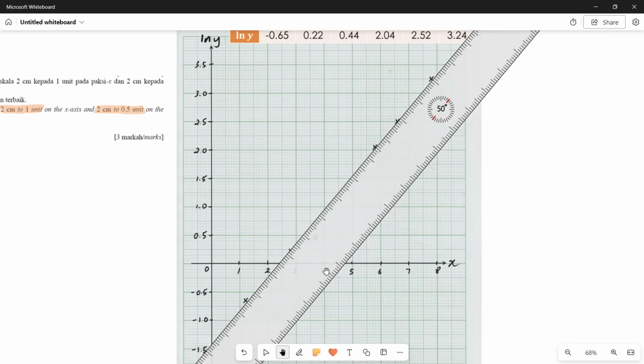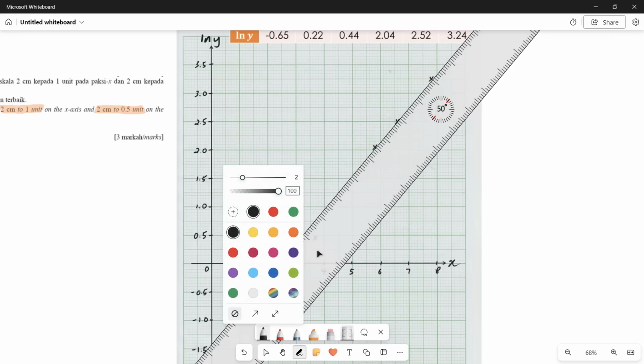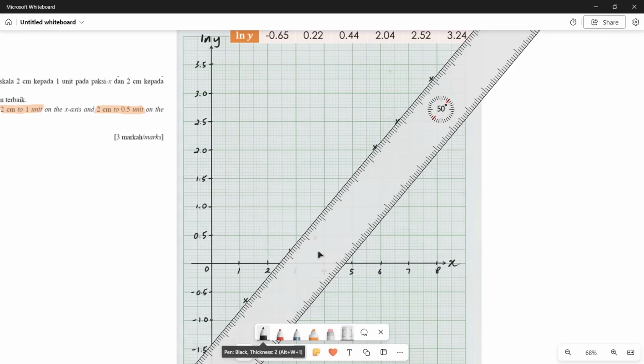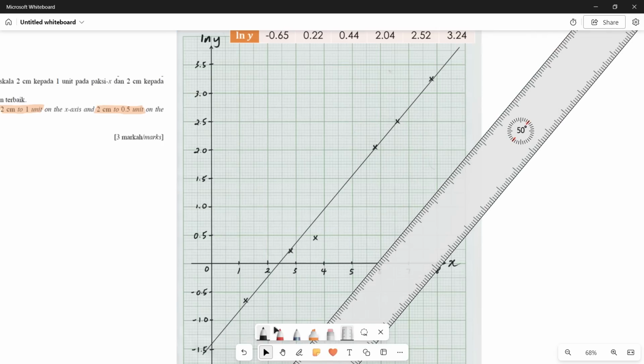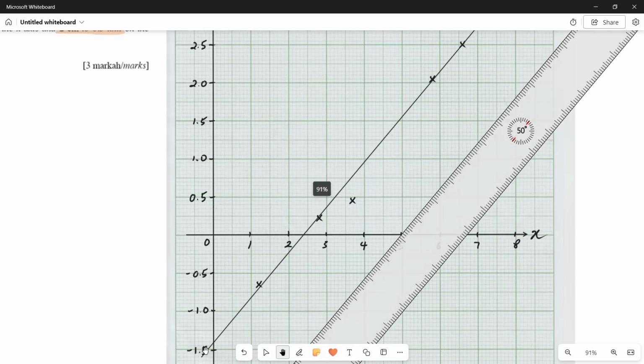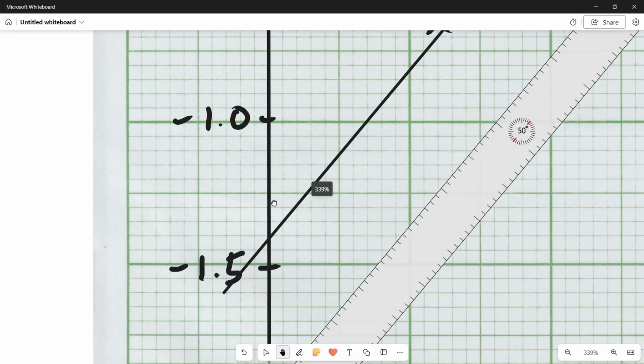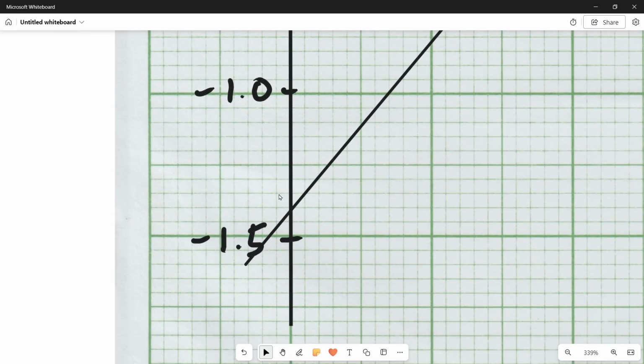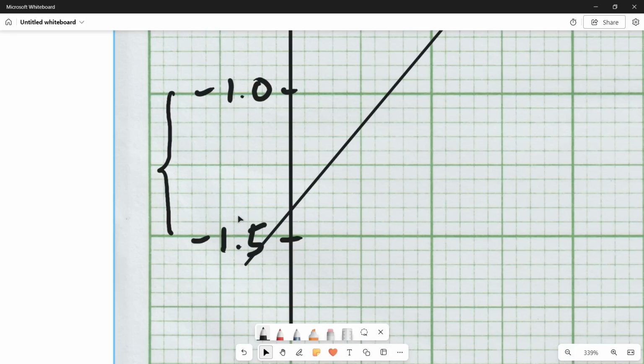Now let's draw our best fit line, and let's make sure it intersects the y-axis, because in part C we will be finding the y-intercept. So let's find it now. According to the graph, one small box, right? If I look from negative 1.0 to negative 1.5, we have 10 small boxes.